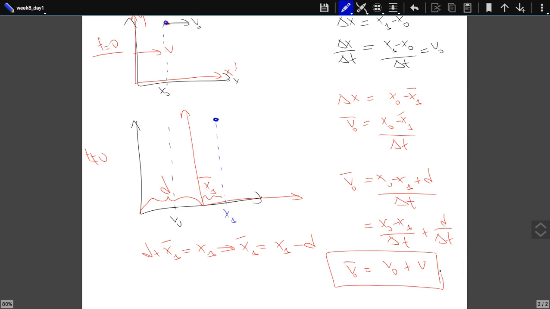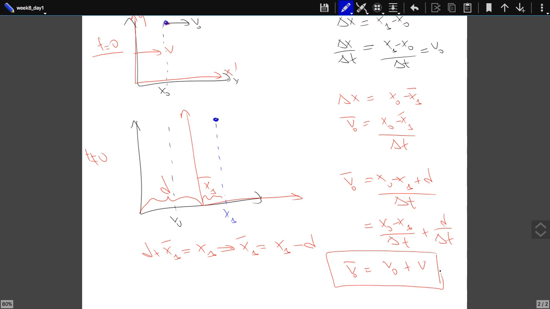Do you agree? Well, let's say v0 bar is the speed relative to the red reference frame. If v is equal to v0, so the red reference frame is moving with the same speed as my object, its speed in the red reference frame should be 0. But it is definitely not the case. So where did I make a mistake?